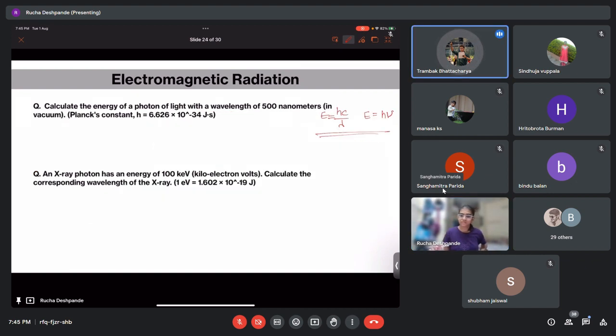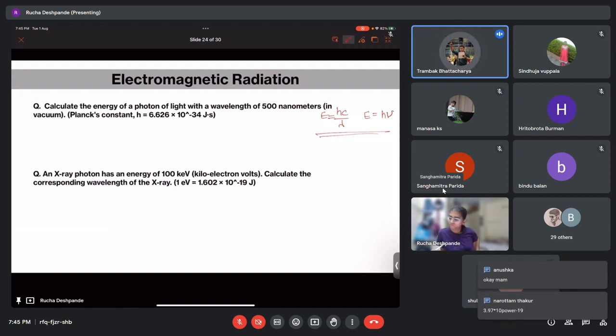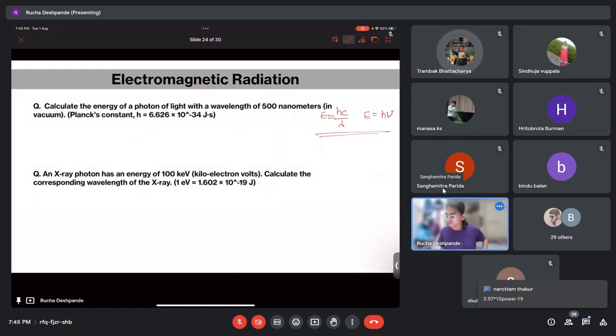Ma'am, can you show the next slide? Yes, ma'am. Ma'am, as the answer I have got 4 into 10 to the power minus 19 joules. Yeah, it's close. 3.97 into 10 to the power minus 19. So it's right. E is equal to hc by lambda.